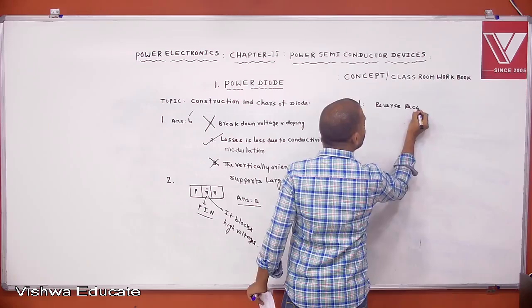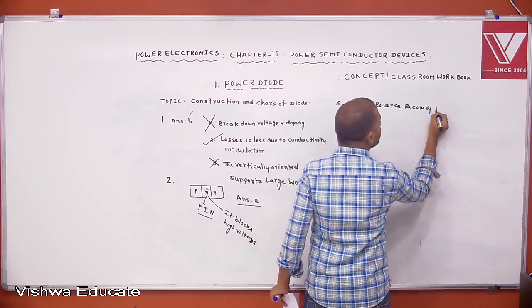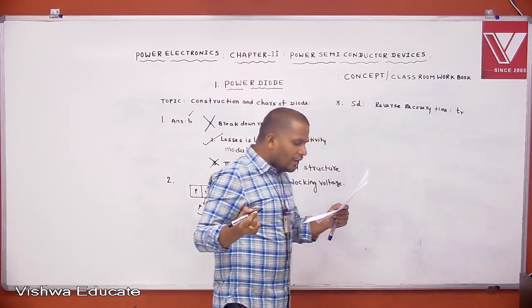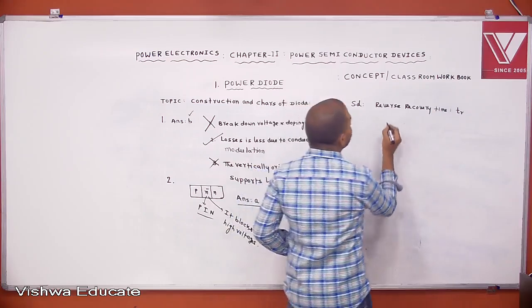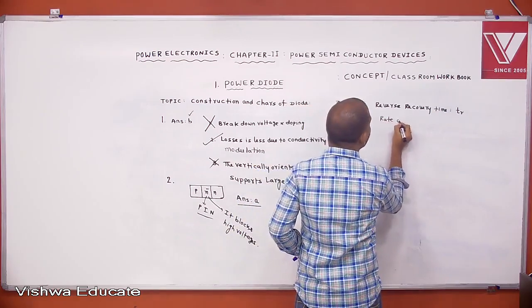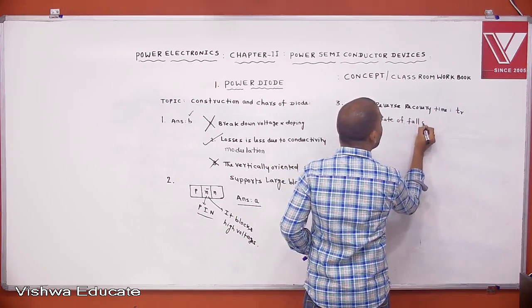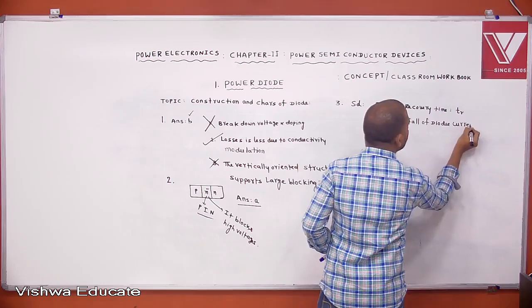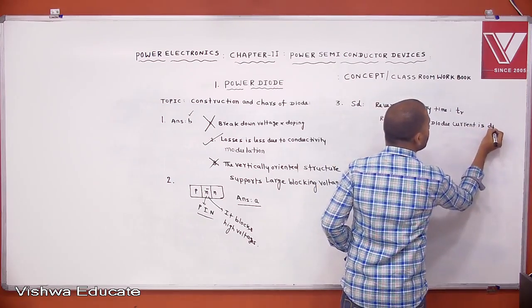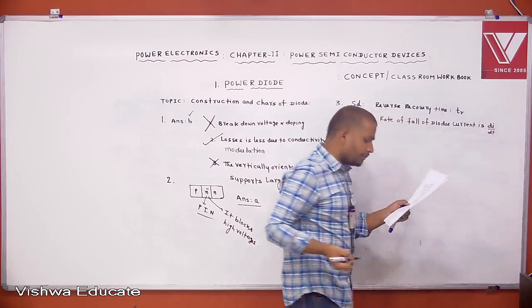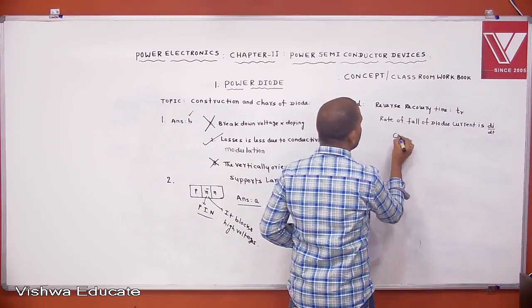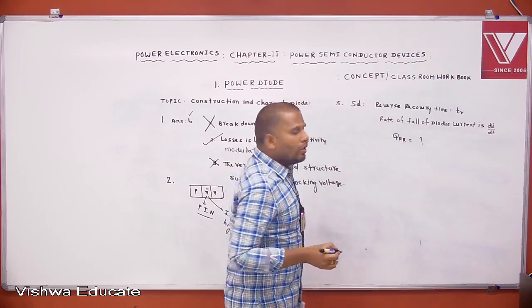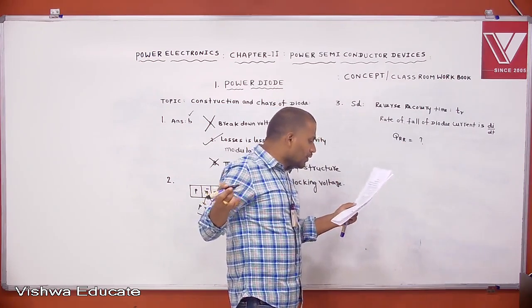Reverse recovery time is TR, and the rate of fall of diode current is di by dt. Then the question asked is, what is the stored charge? You calculate the stored charge, QRR, and then according to the given options, you answer this.